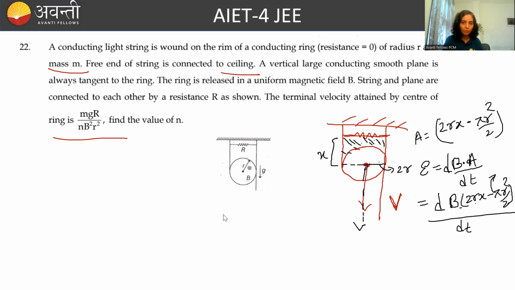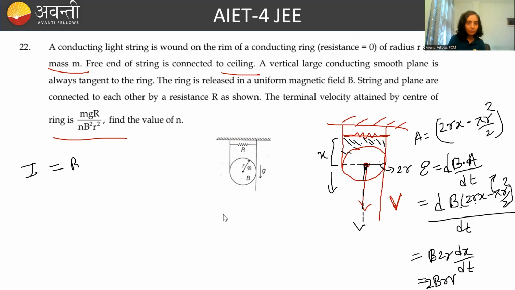So B and 2R are constant, take them outside. And this is dx by dt, that will be the velocity. The rate with which x changes will be the velocity of the ring, because if the string falls down by distance x, the center of mass of the ring will also fall down by distance x. So this is equal to 2BRv. This is the motional EMF. And if this motional EMF is getting generated, what will be the value of current? The value of current will be 2BRv divided by resistance. Now this is the value of current.